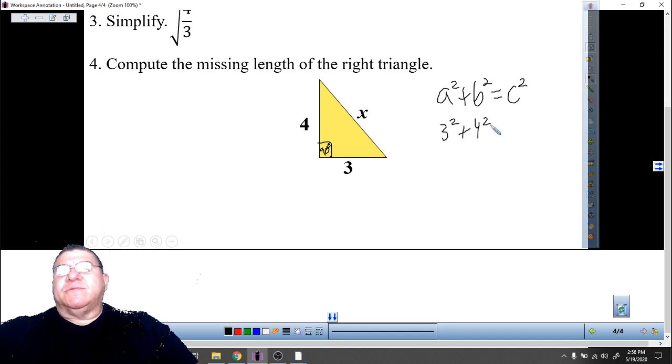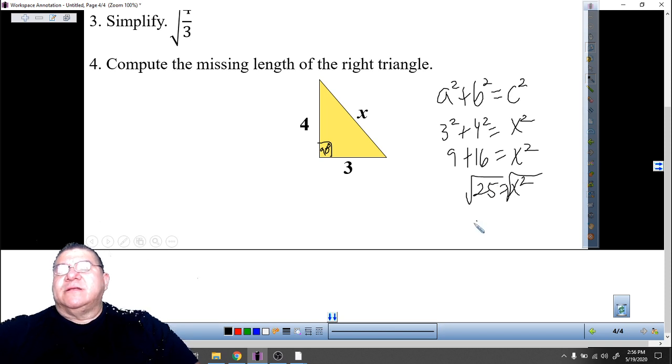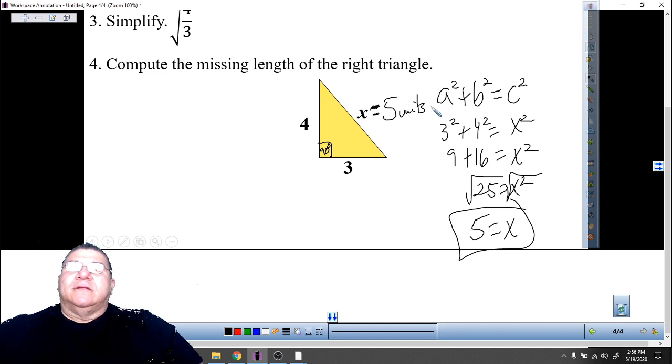Alright, so either one could be a or b, so I'm just going to put 3 squared plus 4 squared equals x squared. 3 squared is 9, 4 squared is 16, equals x squared. 9 plus 16 is 25 equals x squared. How do we solve for x? Square root. So 5 equals x. This is exact, so it's 5 units. And there it is. Once again, pause the video if you need to so you can copy that.